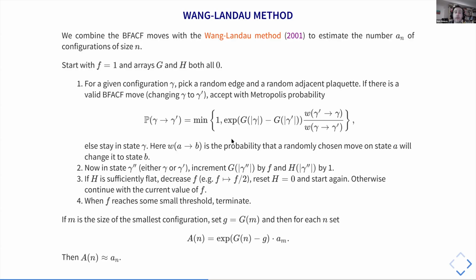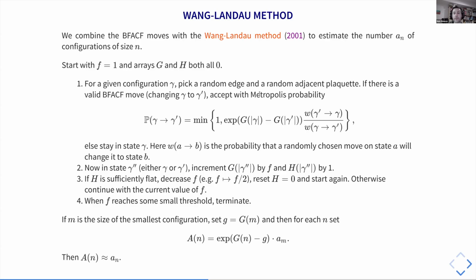So the one that we're going to use is going to be the minimum of 1 and this thing here. G is initially just going to be an array, which starts off as 0, but then we're going to update it as we go. And then these W's are just the probability that a random move on my configuration would have changed gamma to gamma prime or gamma prime to gamma. You can compute that by just knowing how big your thing is, how many edges it has, what's the probability that I chose this edge, and so on.